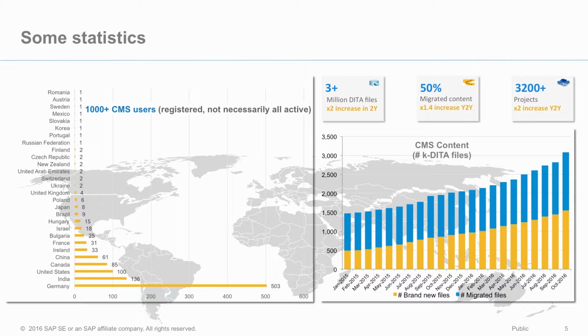So half of the content is coming from migration, and half of the content is brand new, created in the DITA CMS by the authors themselves. And we have more than 3,200 projects that have already shipped and been produced from the DITA CMS.